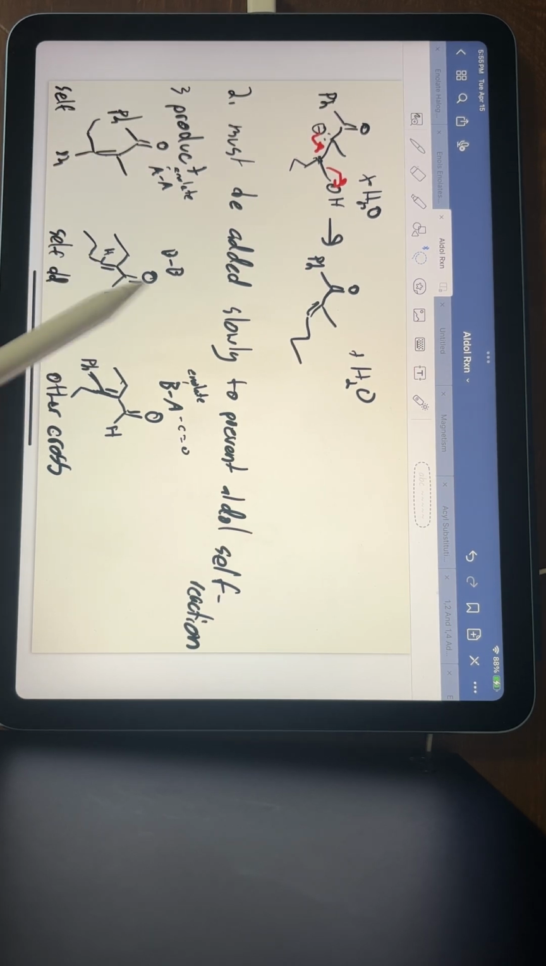This one's with the aldehyde self reaction. This would be the product that would happen more likely if the product were to be added quickly.